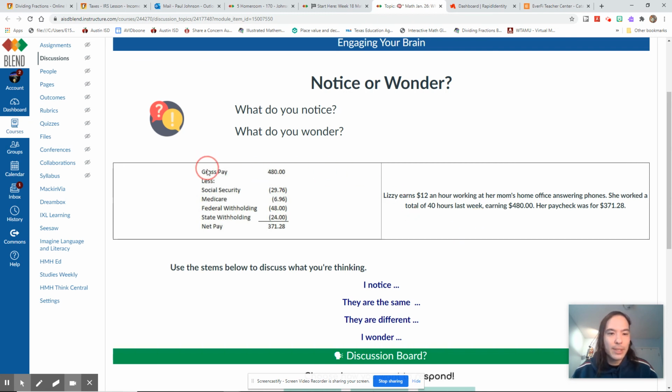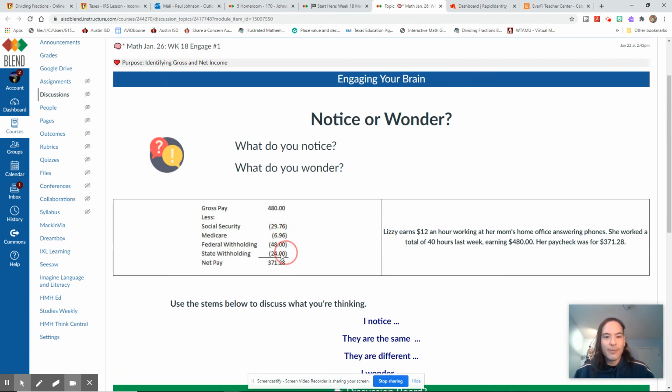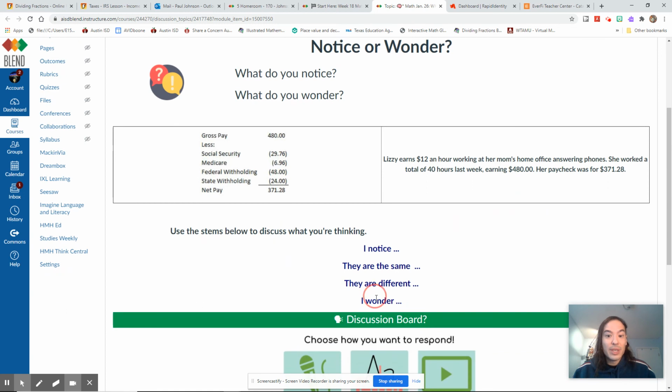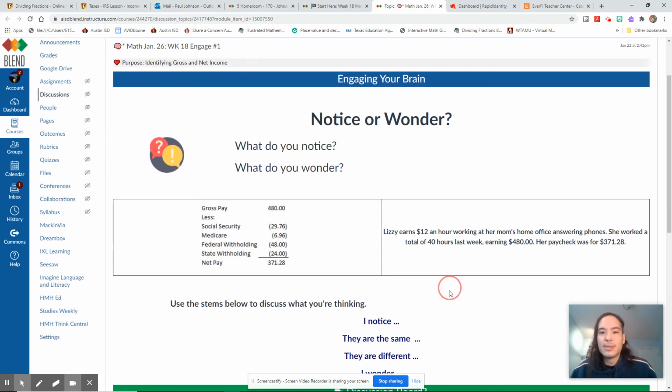So remember things like gross is most, net is less, and then your deductions. Sometimes you will see subtraction when it comes to money in parentheses. All right. This is not a very frequent thing, but when you're dealing with money, sometimes that's something you'll see. Okay. So that could be a wondering too, like why do they put subtraction in parentheses?